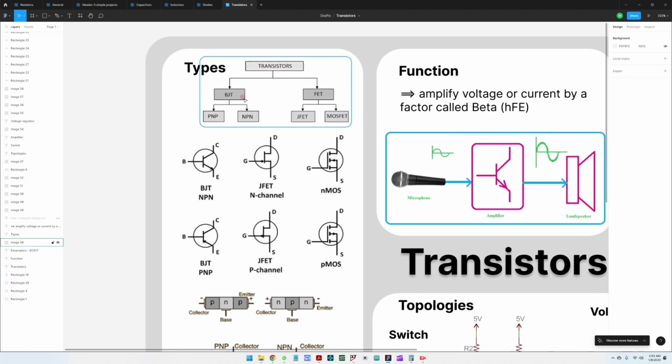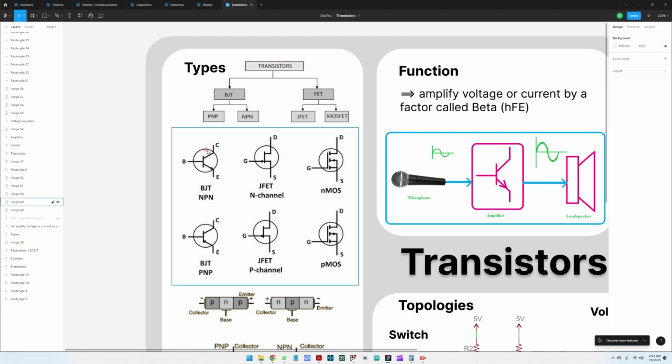Regarding the types of transistors, there are two types: bipolar junction transistors and field effect transistors. The main difference is the bipolar junction transistors amplify current, and the field effect transistors amplify voltage. So the amplification here differs from one type to another. As a general structure for the transistor, the bipolar junction transistors have a base, which is the command signal. They have a collector and an emitter.